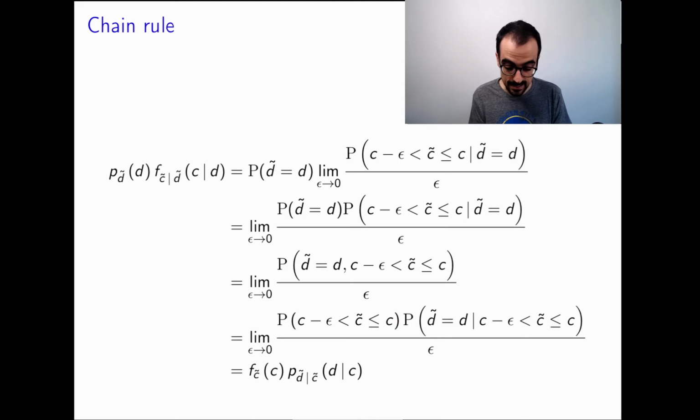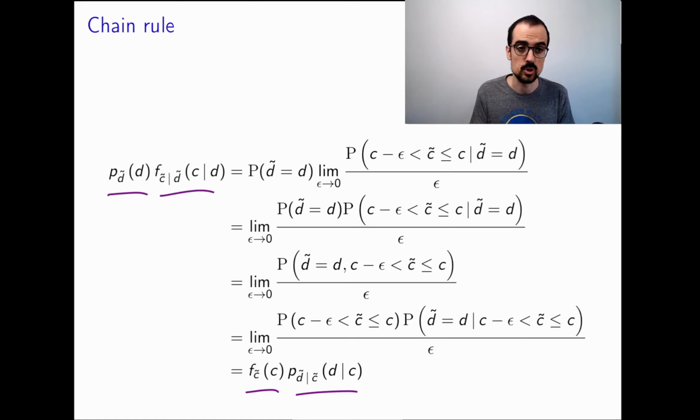We see that indeed the marginal PDF of C times the conditional of D given C is exactly the same as the marginal PMF of D times the conditional. And this actually we're going to apply all the time. Let me give you an example where this is very useful.